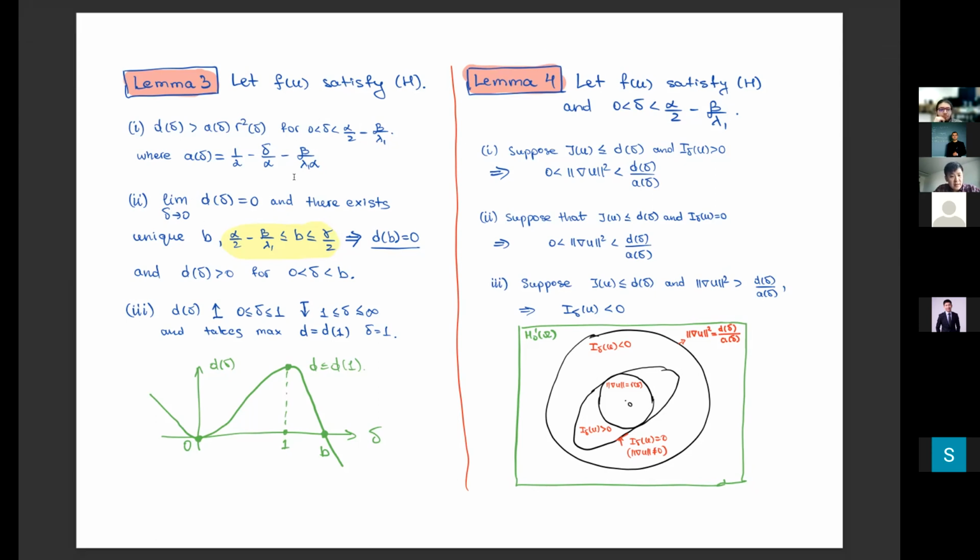Second is that if it is close to 0, it will be 0. So there exists some point B in this interval, where d(B) will be 0 too, and the delta for the inside of this one will always be positive. So it means that there exists some beta that will be 0. And the third one is also obvious, but we would like to mention that in this interval it will be increasing, and from 1 to infinity it will be decreasing. So it takes its maximum, it's 1 here. So this lemma is about the depth of the potential well.